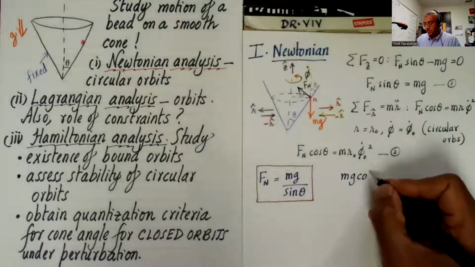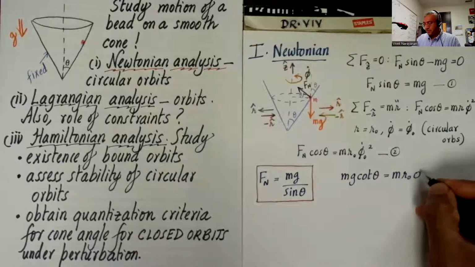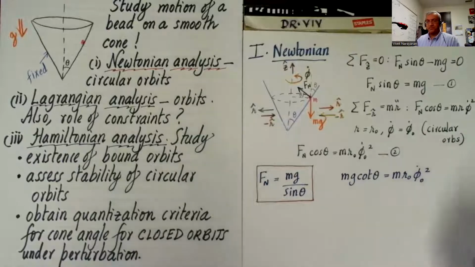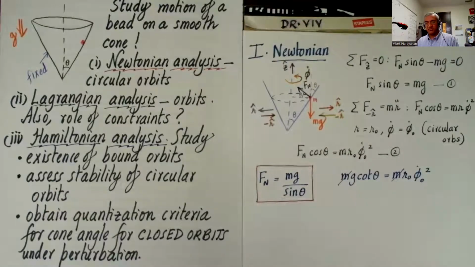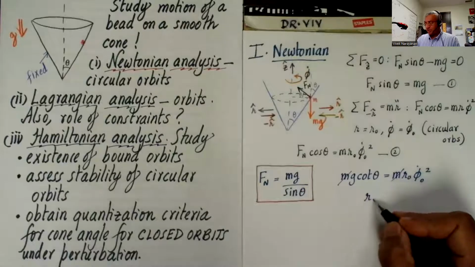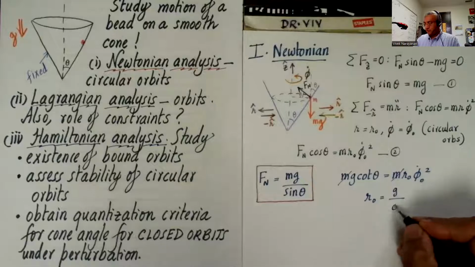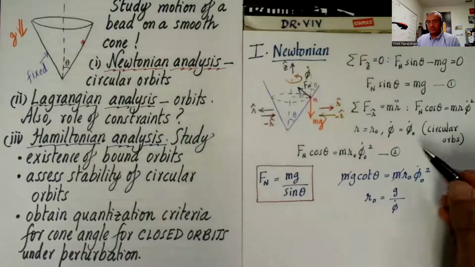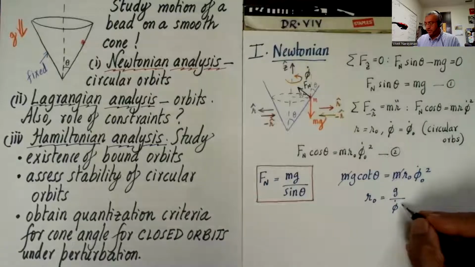So mg cot theta is equal to m r naught phi dot naught squared. The mass cancels on both sides. So you can think of this as another version of Galileo's result, except inside a cone. And now we can solve for the stable radius r naught, which is always good to have. So you can either solve this for r naught, or you can solve this for phi dot naught, or the angular velocity, it doesn't matter.